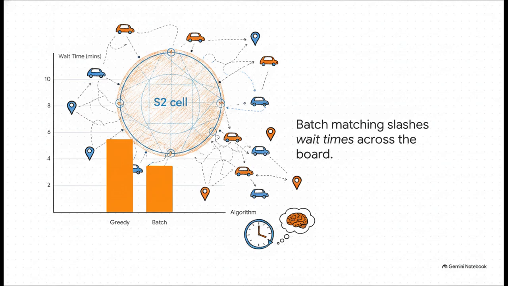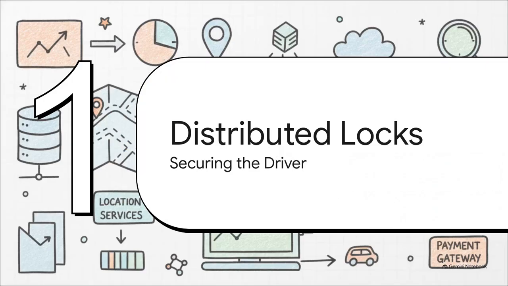To put that into perspective, when you multiply saving 2 minutes by 20 million rides a day, the system is effectively saving decades of human waiting time every single week, all because it took a deep breath and optimized the whole grid.